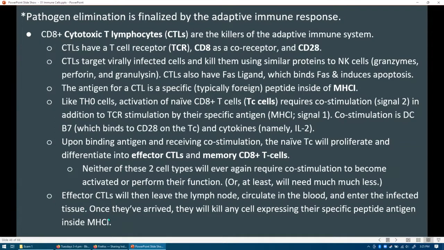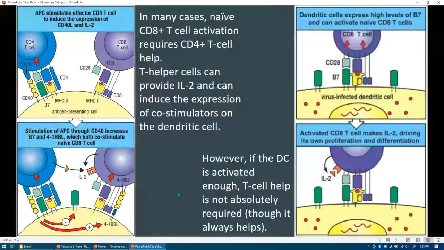If there's no MHC1, natural killer cells kill that target cell. If there is MHC1 and it's loaded with viral peptides, which it will be if the cell is virally infected, then effector CTLs will kill the cell. So regardless of MHC1 expression, you have a cell type that will take care of that infected cell.